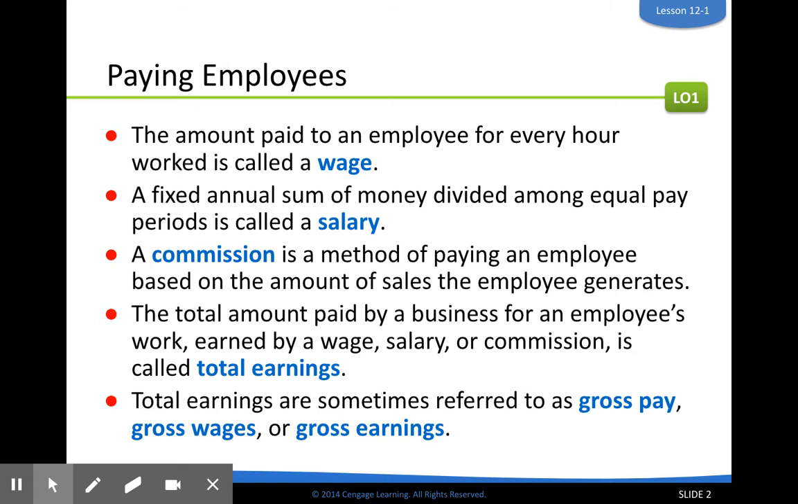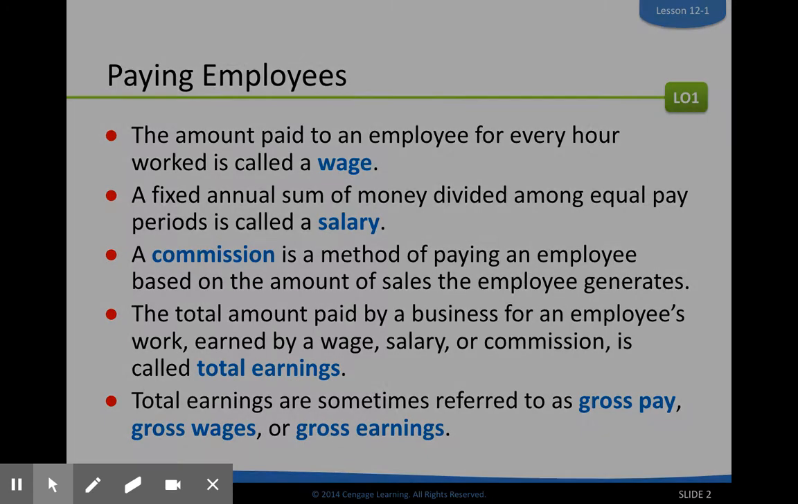Commission is another way that an employee could be paid. Commission is being paid based on the amount of sales. So if you sell X amount, you get X amount of dollars. So oftentimes someone who works on commission is also earning a base salary plus commission. If you had a salary and a commission and you added those together, that'd be the total earnings earned by that employee. And total earnings could also be referred to as gross pay, gross wages, or gross earnings.